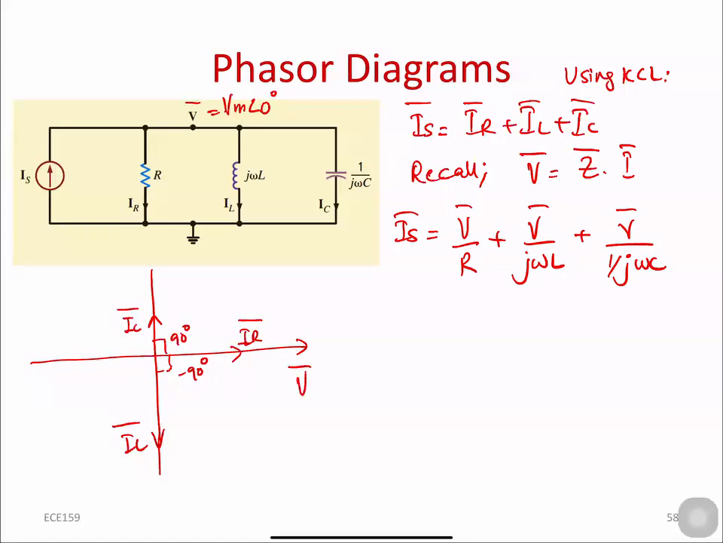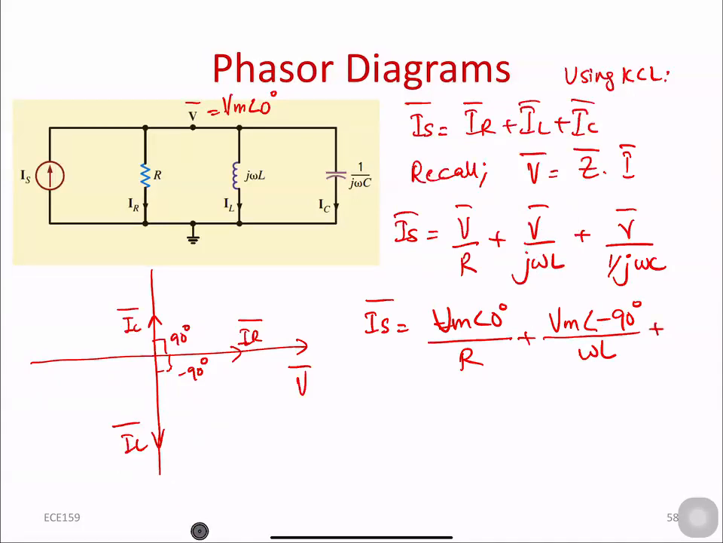So let's say our source IS, as we represented, has magnitude Vm, angle 0, plus Vm, angle minus 90 degrees. What I have simply done is that this j in the denominator, when it goes up, is actually minus j, which is nothing but minus 90 degrees, right? And which is represented here as IL, plus Vm omega C angle 90 degrees, right? And simply plus j here, when it goes up, is actually angle 90 degrees, right?